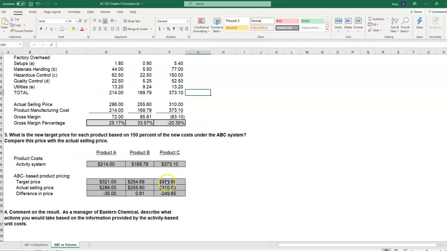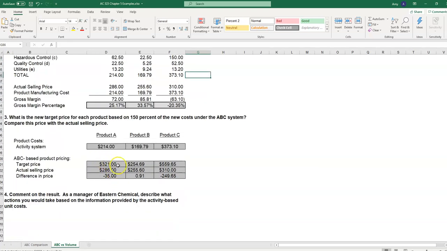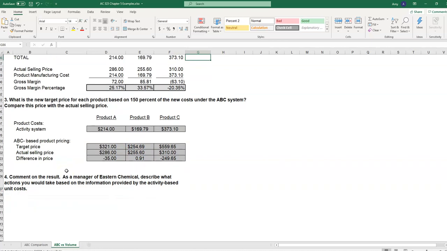So we have now what is our target selling price under the activity-based costing method. Our new target selling price for A would be $321. Our actual selling price is $286. We would have to greatly increase the rate of product C. And product B, we would be about on par for what our difference in target price versus actual selling price is for activity-based costing.